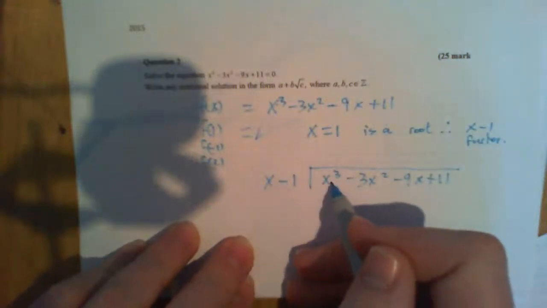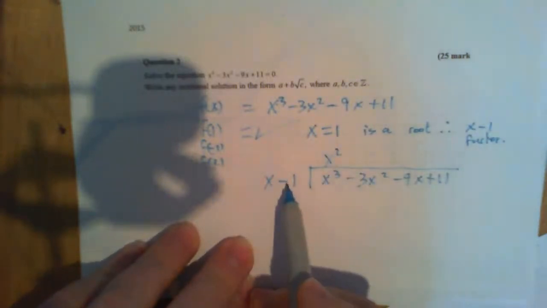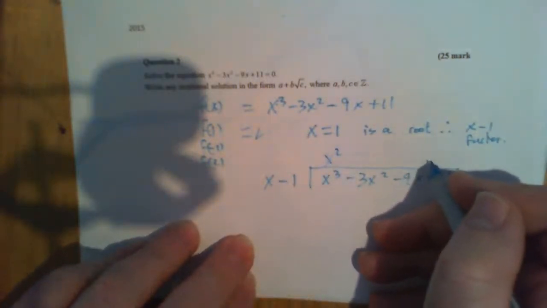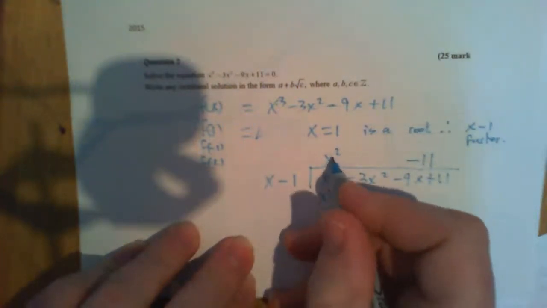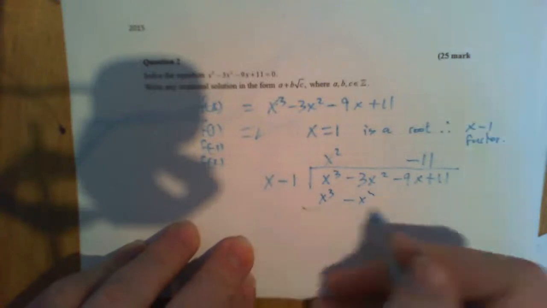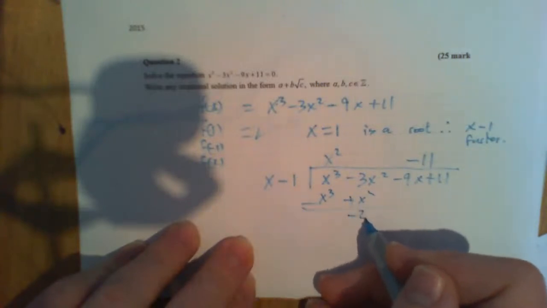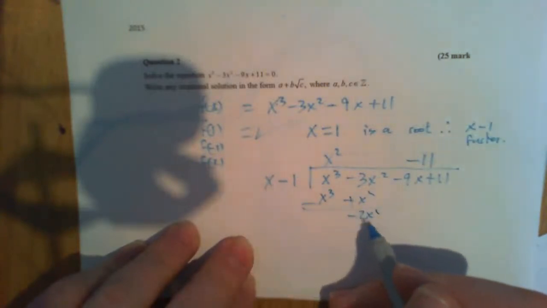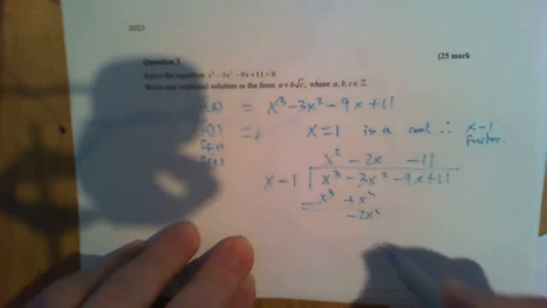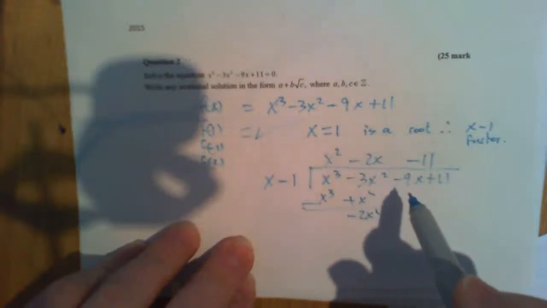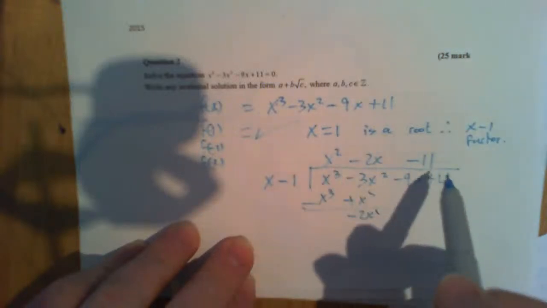So x into x cubed goes x squared. What's our trick for the last bit? It's going to be minus 11. So just multiply it back. Minus x squared. Change the signs. Minus 2x squared, x into minus 2x squared is minus 2x, and there we have it. Don't go any further because that's what you need. There's no need to go any further. You've found the three pieces.